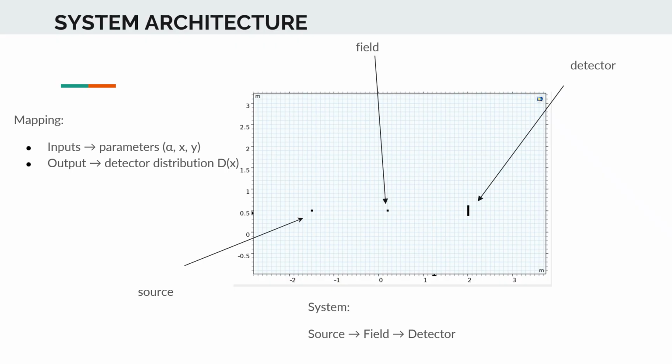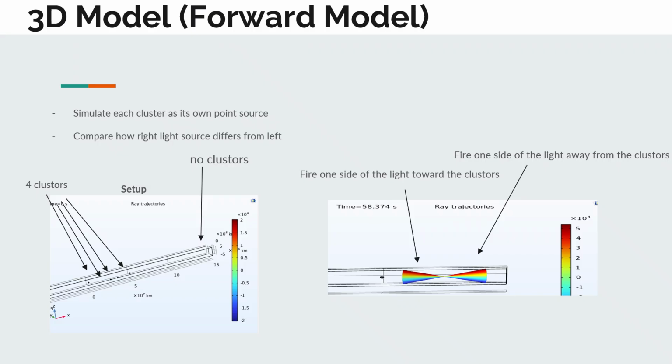So we represent the system as a pipeline: a source emitting rays, a field that alters the trajectories, and a detector that records the result. This defines a complete mapping from parameters to observable data. And once we have this mapping, we can begin solving the inverse problem.